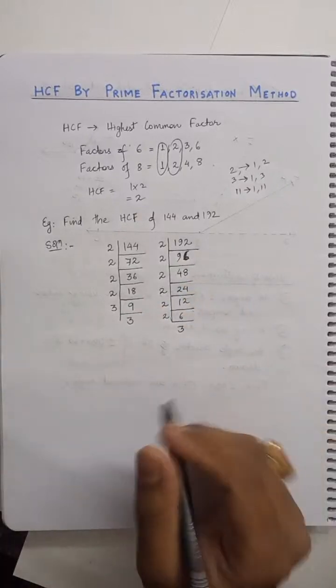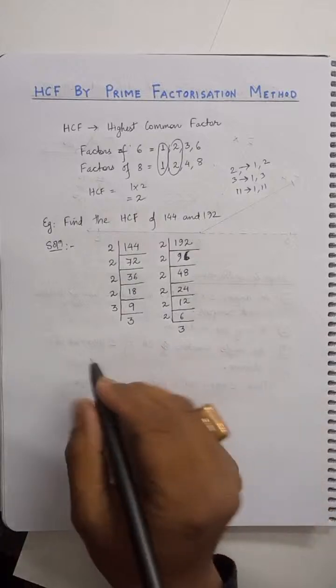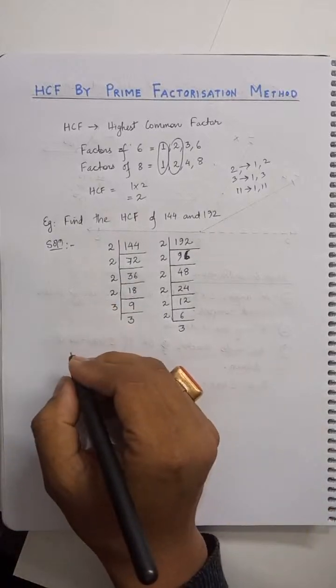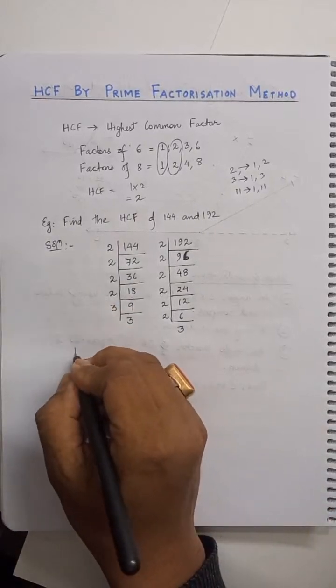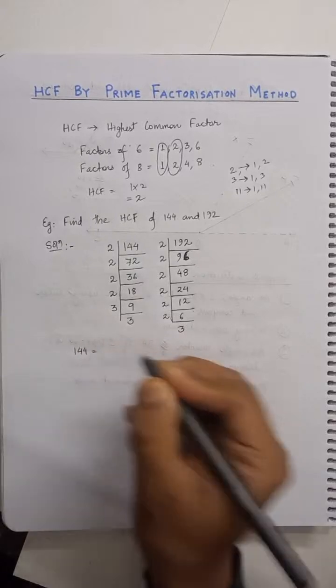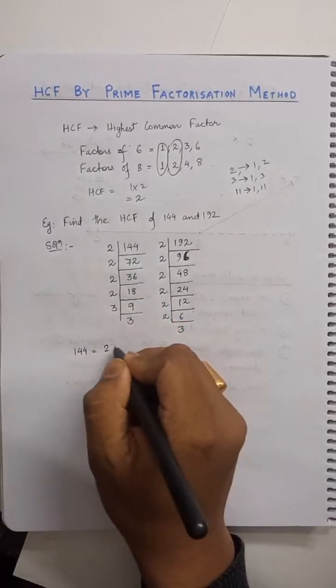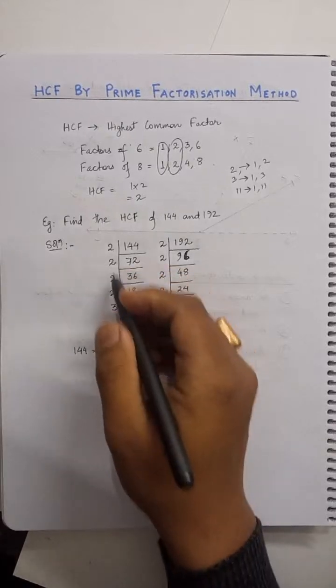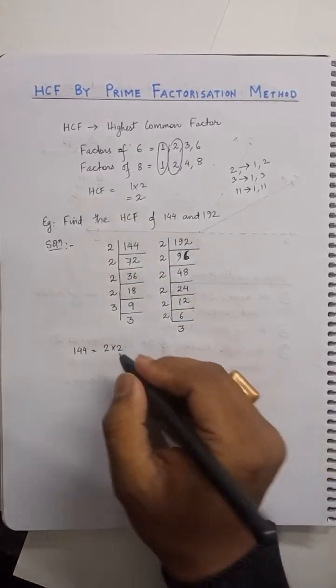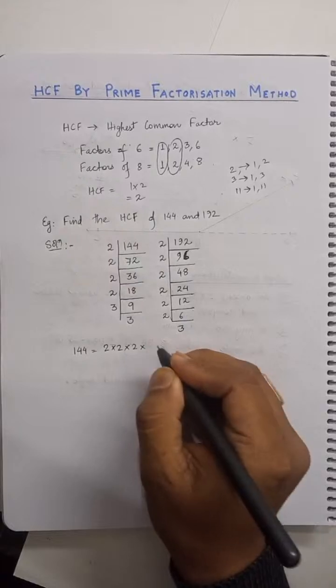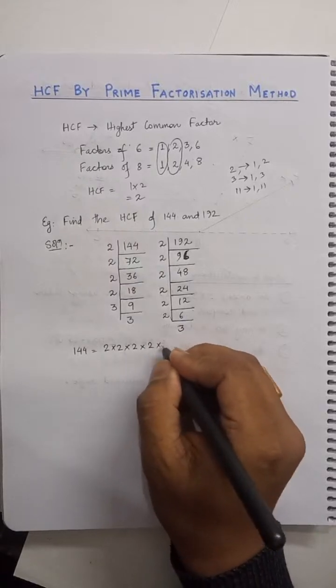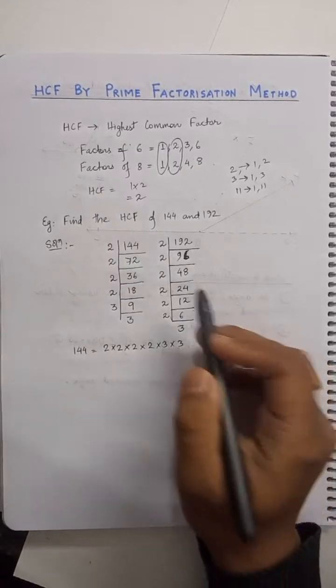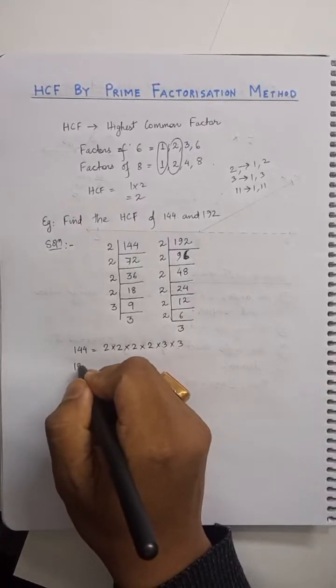Now we will list the factors. We can write 144 as 2 multiplied by 2, that means we will write all the factors, into 3 into 3. And likewise we will write 192.